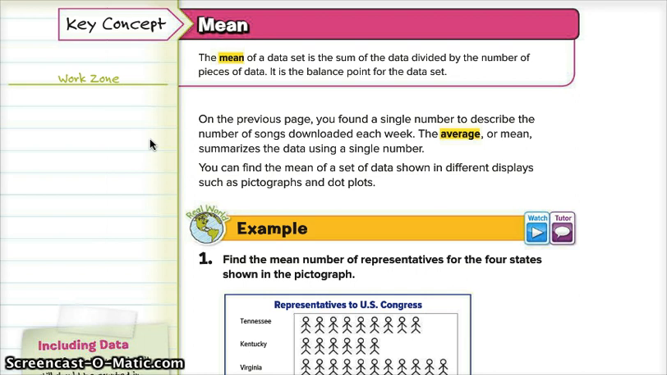On the previous page, you found a single number to describe the number of songs downloaded each week. The average, or mean, summarizes the data using a single number. In some cases, you'll get a decimal, some cases you'll get a fraction, or a whole number. You can find the mean of a set of data shown in different displays, such as pictographs and dot plots.